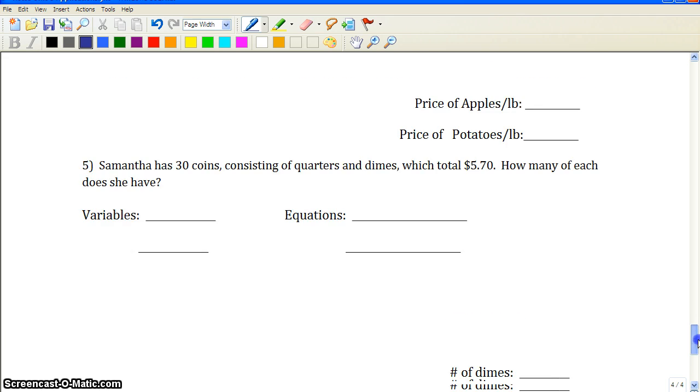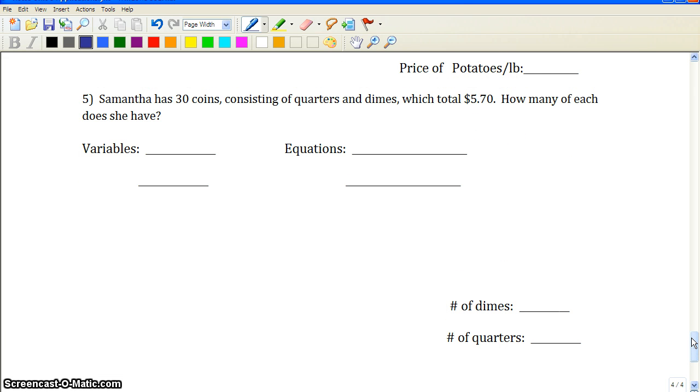Let's go on to question 5, the final question on your homework. We're going to set this up. Samantha has 30 coins. So let's go to the problem statement. How many of each does she have? Talking about coins, so we have quarters and dimes. So we're going to use D and Q again. So D is number of dimes. Q is number of quarters.